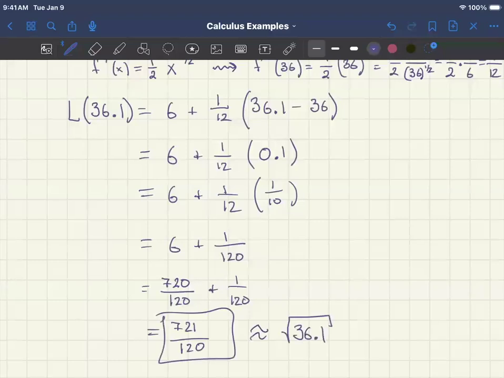It's not exact, but it's a good approximation. If you are asked to approximate a number of some sort, this is the method that your teacher is asking you to do it with.